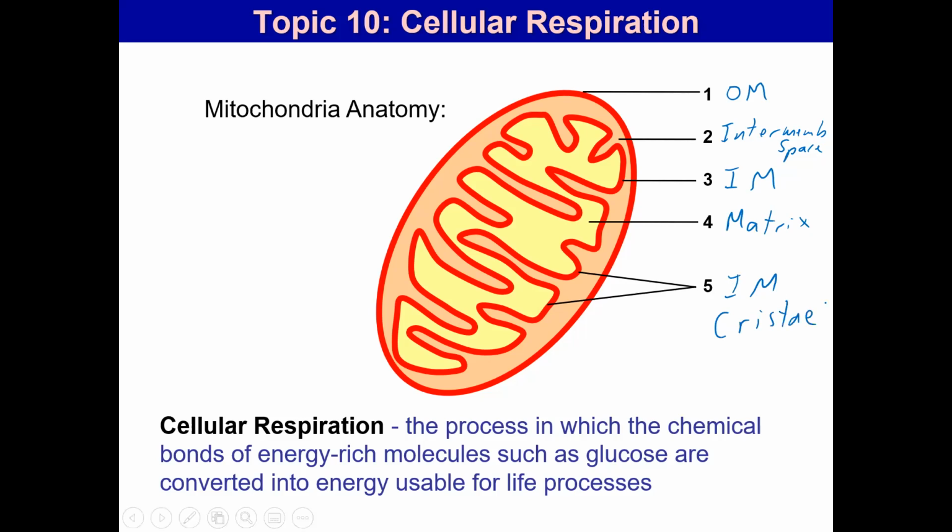This is the inner membrane as well, which sometimes we call the cristae. In terms of what's important, the matrix is where we have the citric acid cycle. And the intermembrane space is where we have our proton motive force. I'm just going to draw it as a bunch of protons.